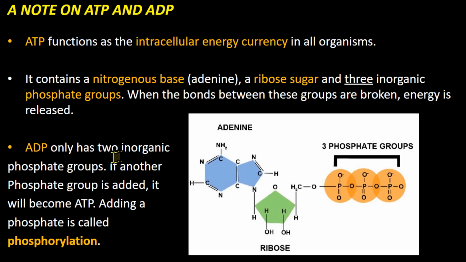ADP, on the other hand, only has 2 inorganic phosphate groups. If another phosphate group is added, it will become ATP. Adding a phosphate to something is called phosphorylation.